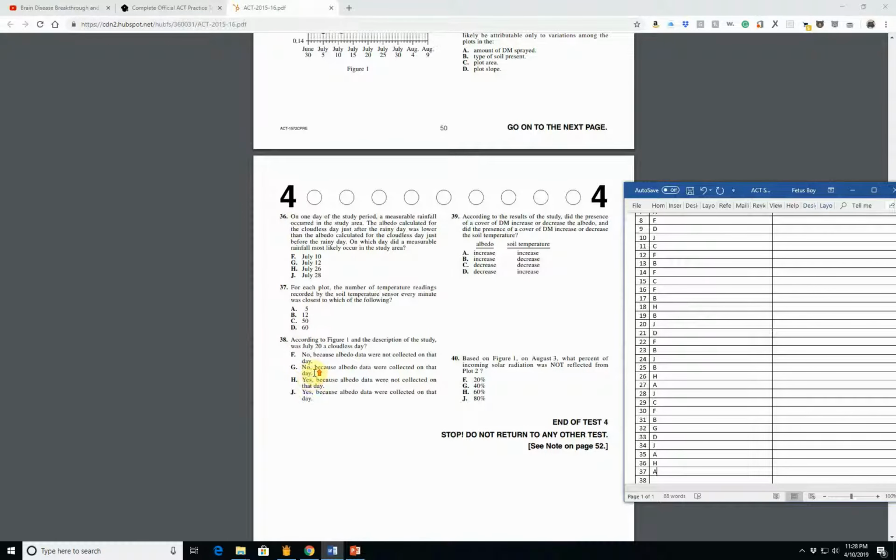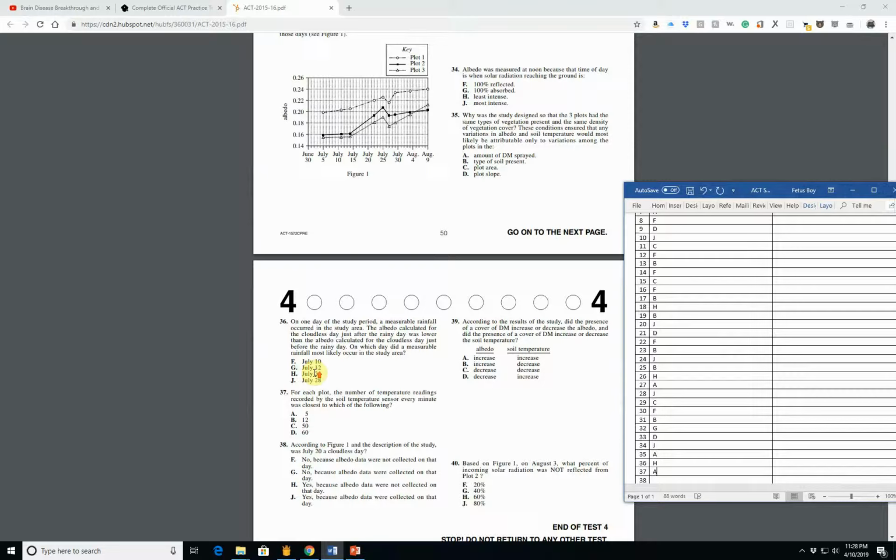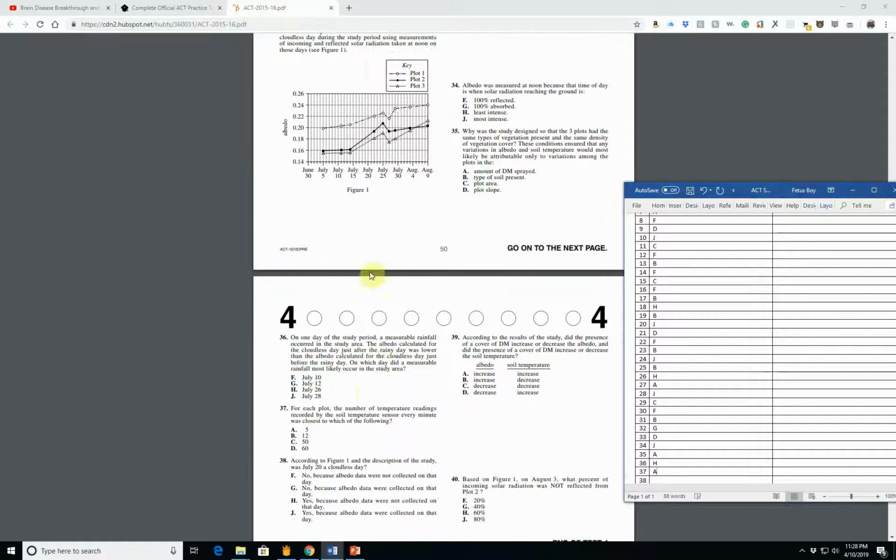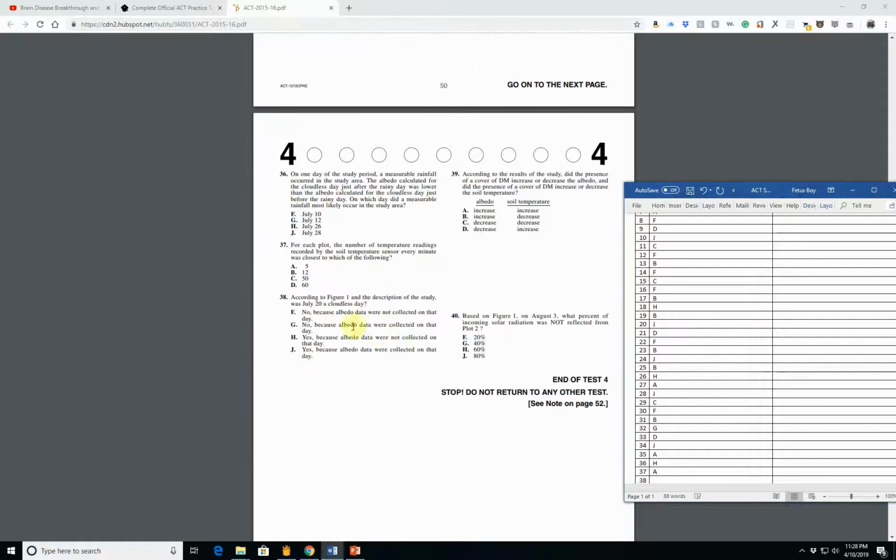Just July 20th, the cloudless day, according to figure 1. They didn't take it on the days when it wasn't. So, no, it was calculated. Okay, so I'm going to say no because there doesn't seem to be a data point there for any of those. So, no, because no albedo data were collected that day.